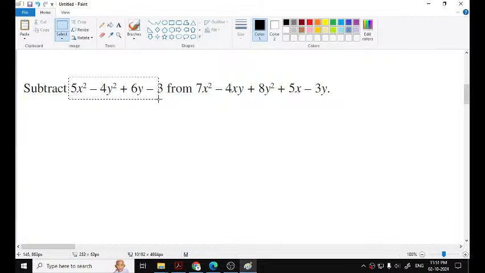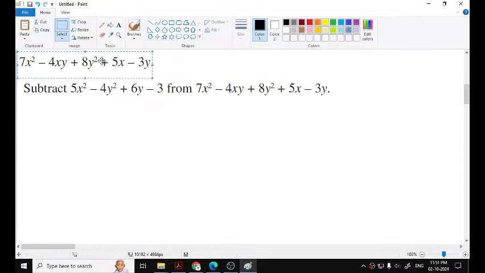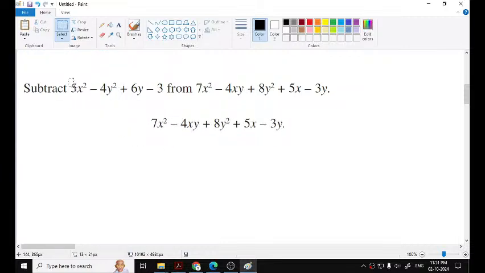We have to subtract this expression from this one. So we write this one first. 5x square will be here below 7x square, minus 4y square is below 8y square, plus 6y below its like term, and minus 3 has no like term, so we write it at the end. Now we have to subtract.